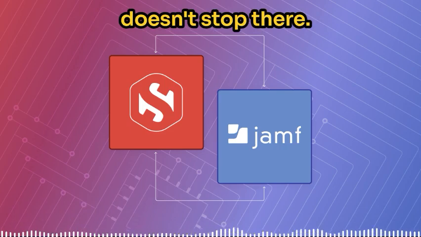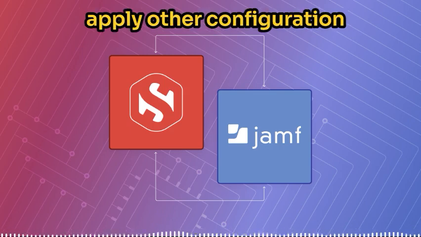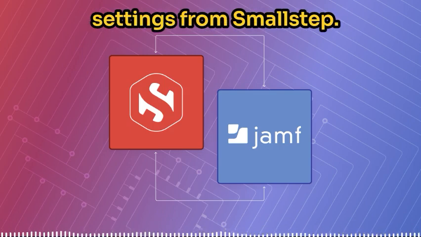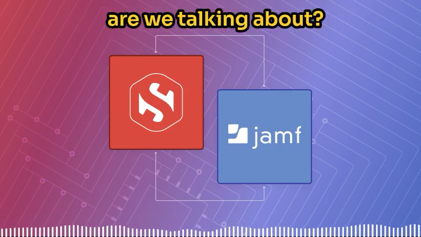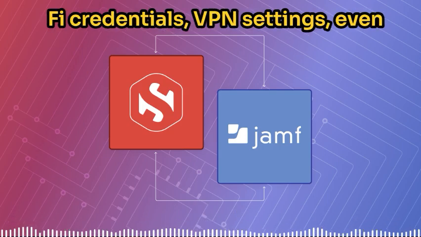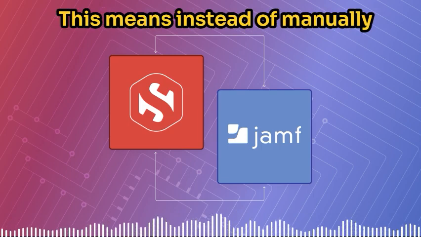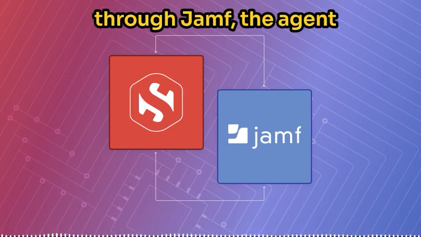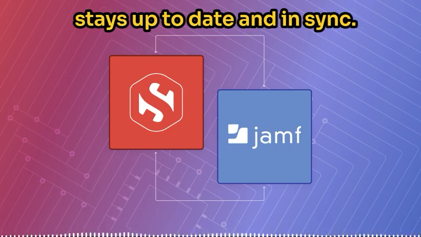But the Smallstep agent doesn't stop there. It can do more than just manage certificates. It can actually retrieve and apply other configuration settings from Smallstep. Now you've really got my attention. What other kinds of settings are we talking about? We're talking about things like Wi-Fi credentials, VPN settings, even system-level security policies. This means instead of manually pushing those settings out through Jamf, the agent can grab them directly from Smallstep, ensuring everything stays up to date and in sync.